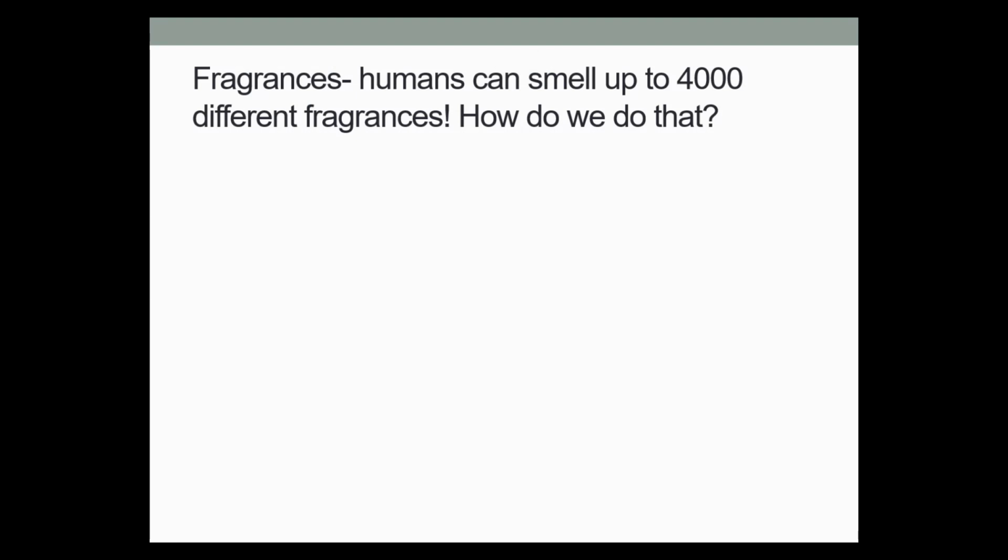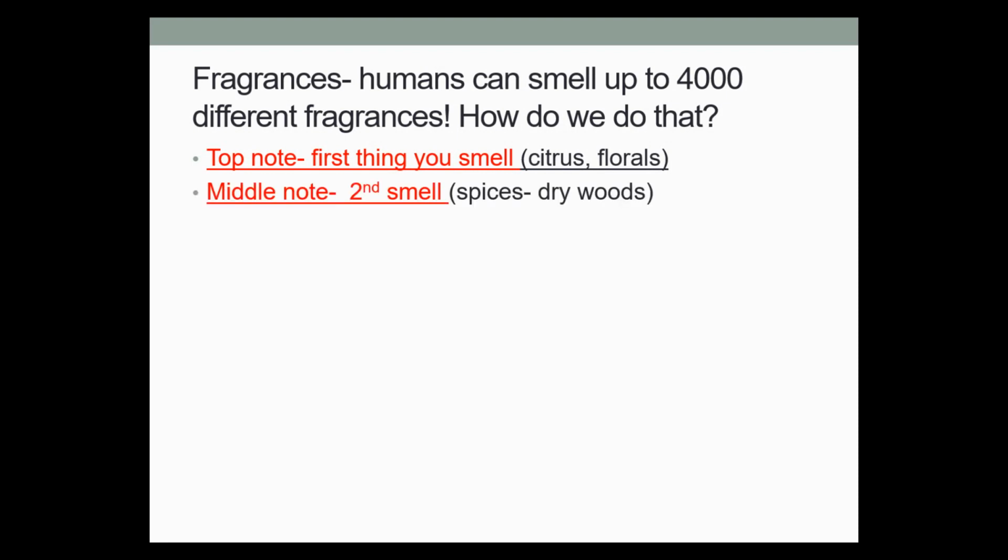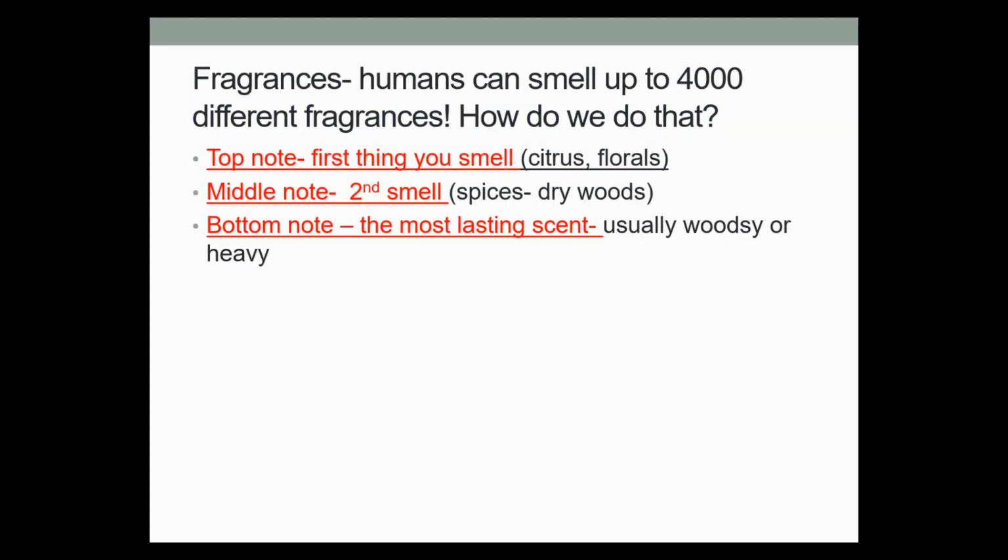Fragrance. So let's talk a little bit about how you're going to figure out fragrance. Humans can smell up to 4,000 different fragrances. It's pretty incredible how we do that. We learned a little bit about this from Luca Turin. Top notes are the first things that you smell. Those are typically citrus and florals. Middle notes are the second things. It's very often spicy things, dry wood smells. The bottom note is the most lasting smell. It's usually woodsy or musky, the thing that sticks on your skin for the longest.